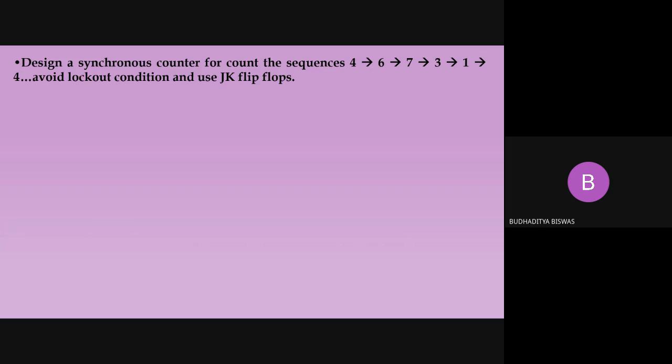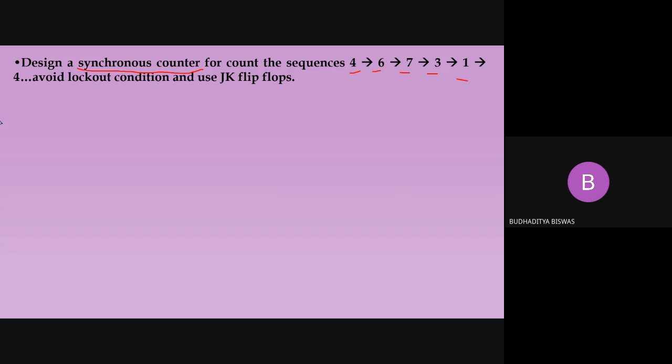So we need to design a synchronous counter for counting the sequence 4, 6, 7, 3, 1, 4. So that means this is our sequence: 4, 6, 7, 3, 1. After counting 1, it will again return to 4. So this is obviously a haphazard counting, meaning irregular counting. We should not use the term haphazard. This is called an irregular counting sequence, not regular like 1, 2, 3, 4. And here we need to use the synchronous design technique, because only using the synchronous counter design technique is it possible to implement those particular states.